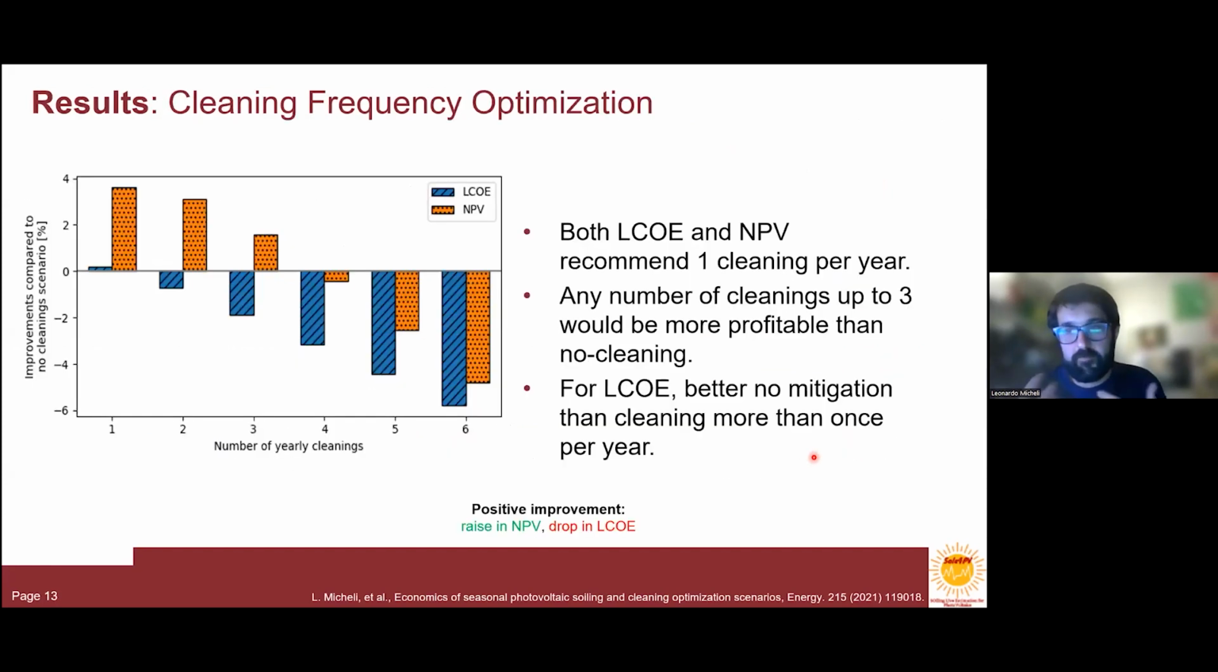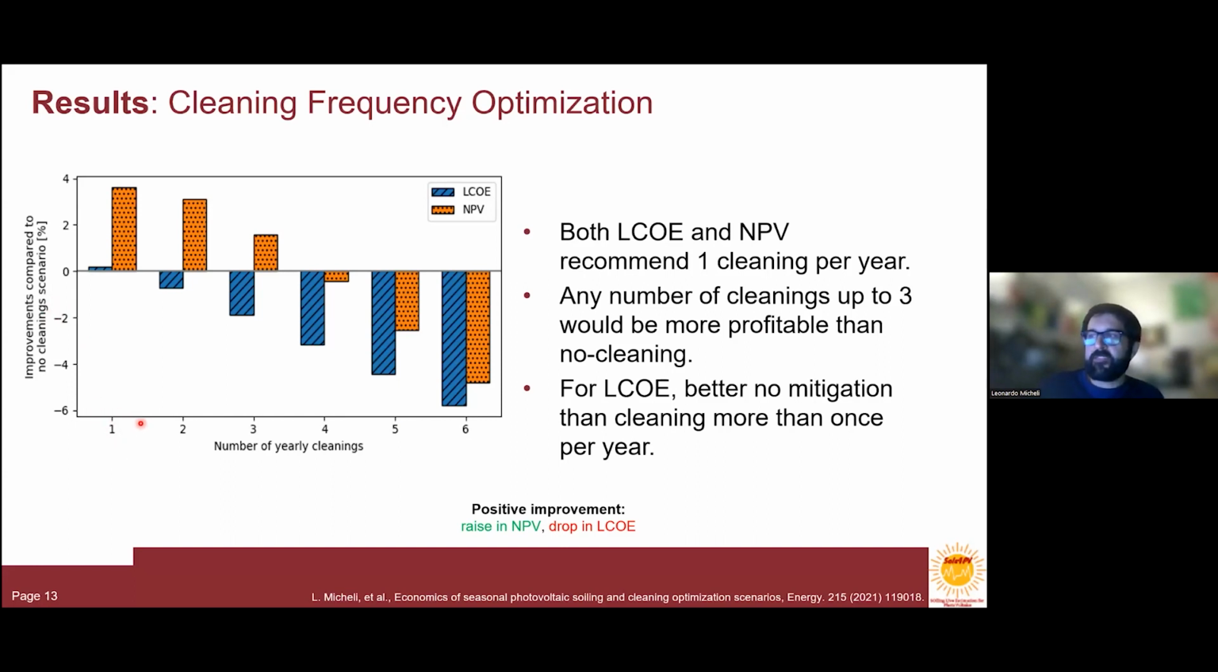So first of all, we looked at the different scenarios we modeled, and we tried to understand how the LCOE and the NPV varied when, instead of leaving soiling unmitigated, we started cleaning 1 up to 6 times per year. The results are shown here in terms of improvements in economic metrics. A positive improvement means that either the LCOE decreases or the NPV increases.